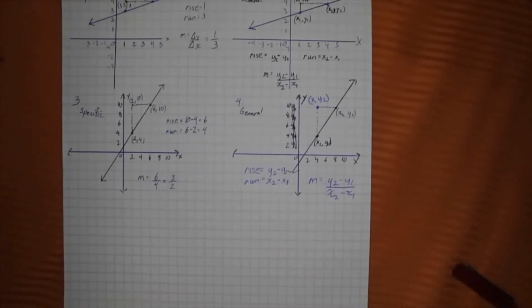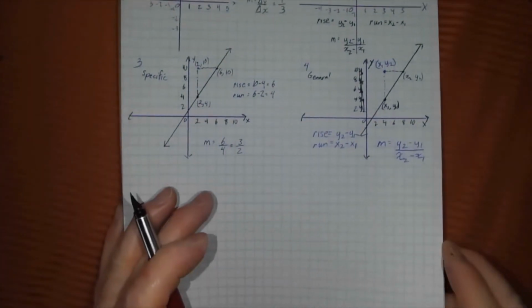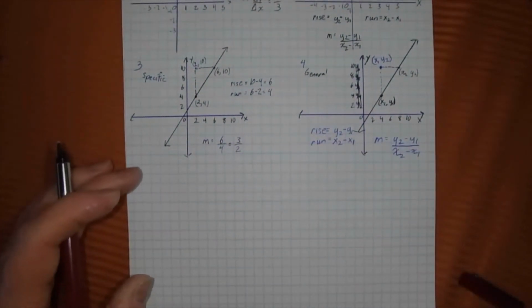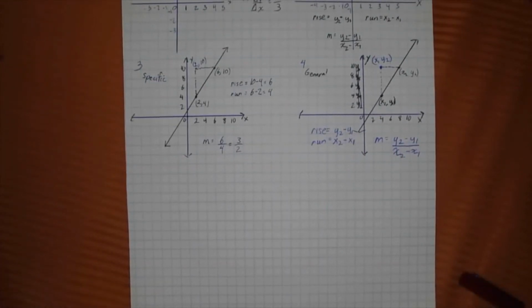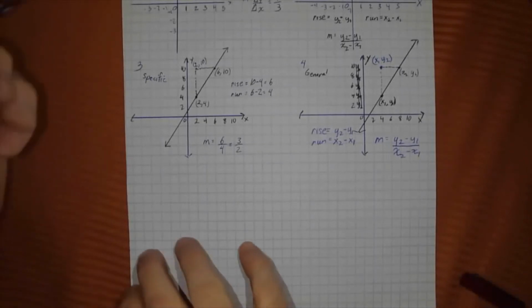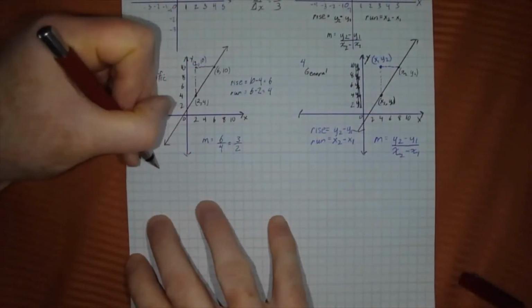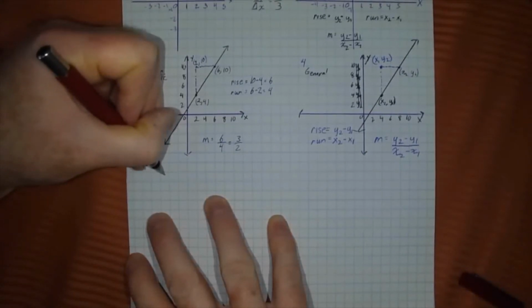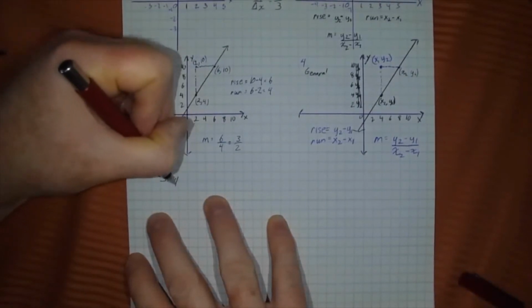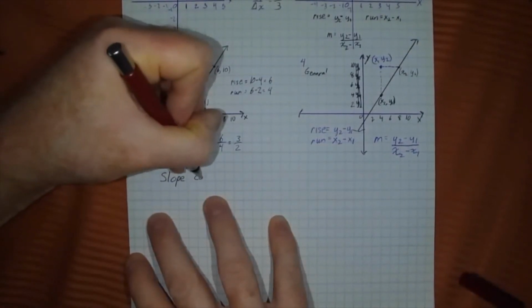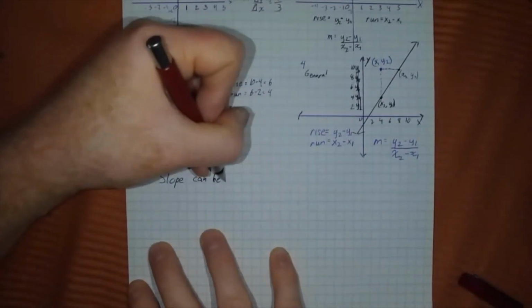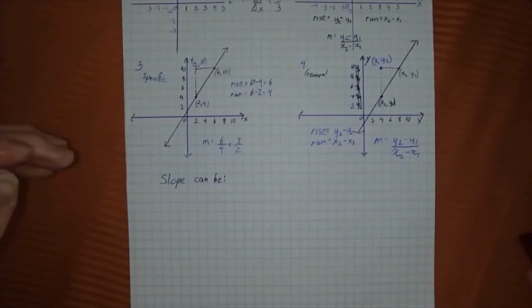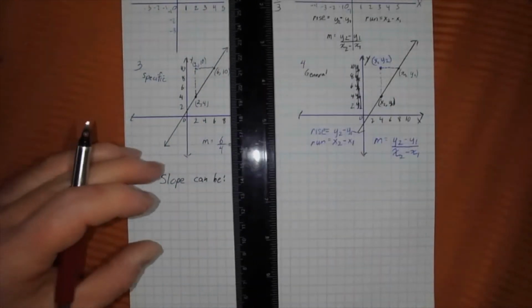Now, slope can have a few different characteristics. Slope can have a few characteristics. Slope can be positive.